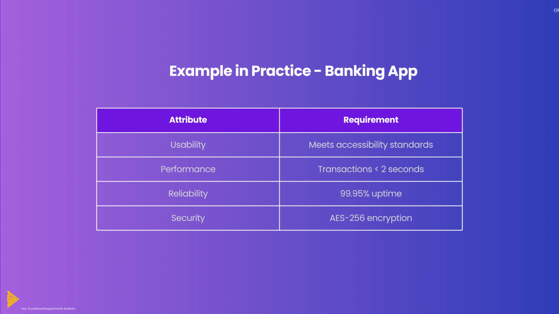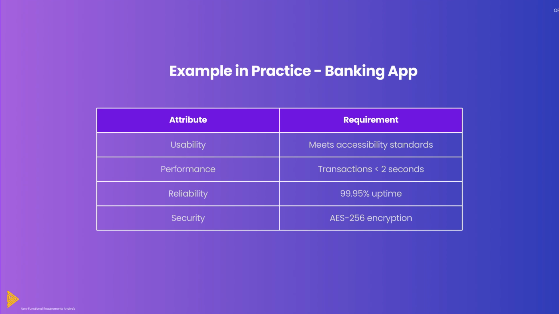Let's look at an example. Imagine we're designing a banking app. Non-functional requirements define measurable targets for system quality, not just features. For performance, we might require that transactions process in under 2 seconds. That keeps users from waiting and gives developers a clear optimization target.